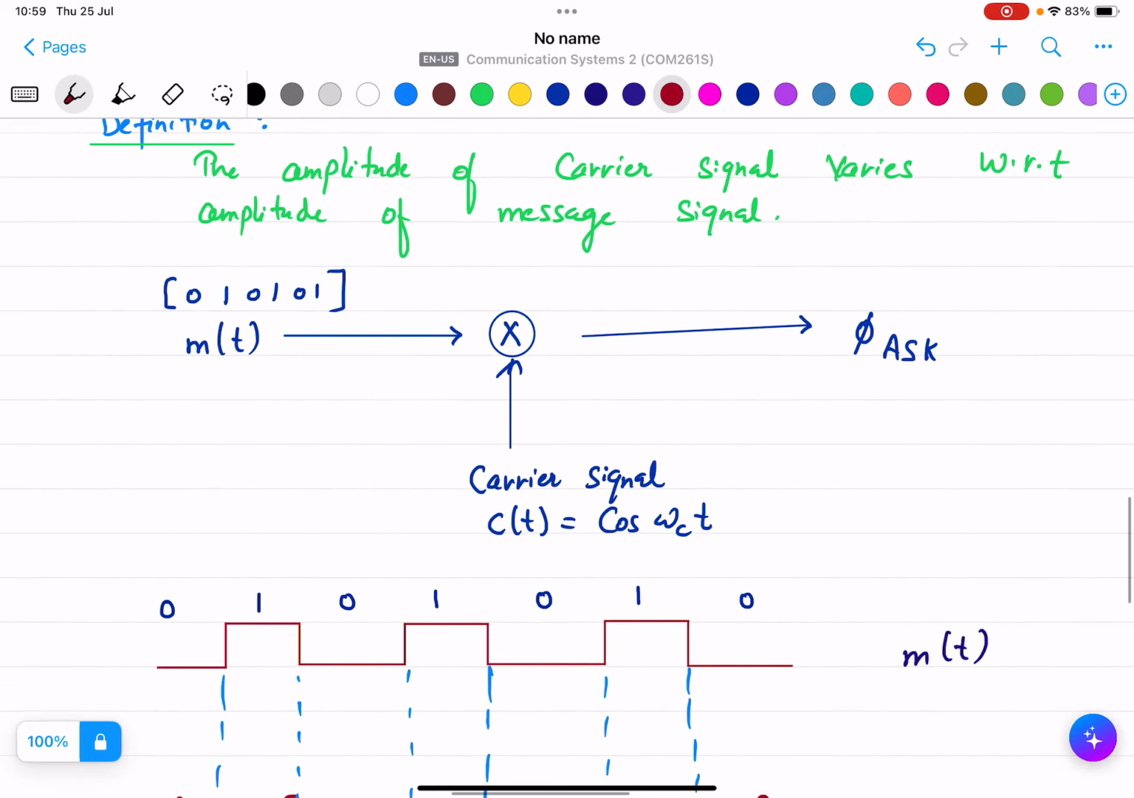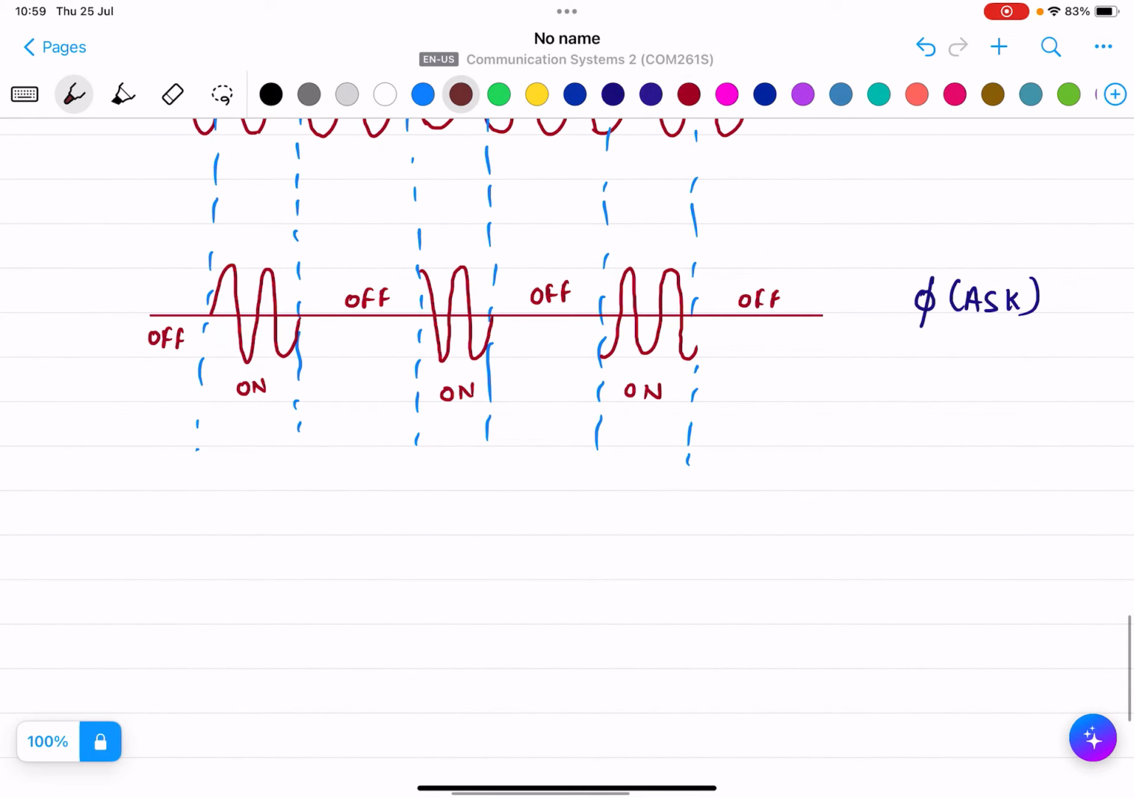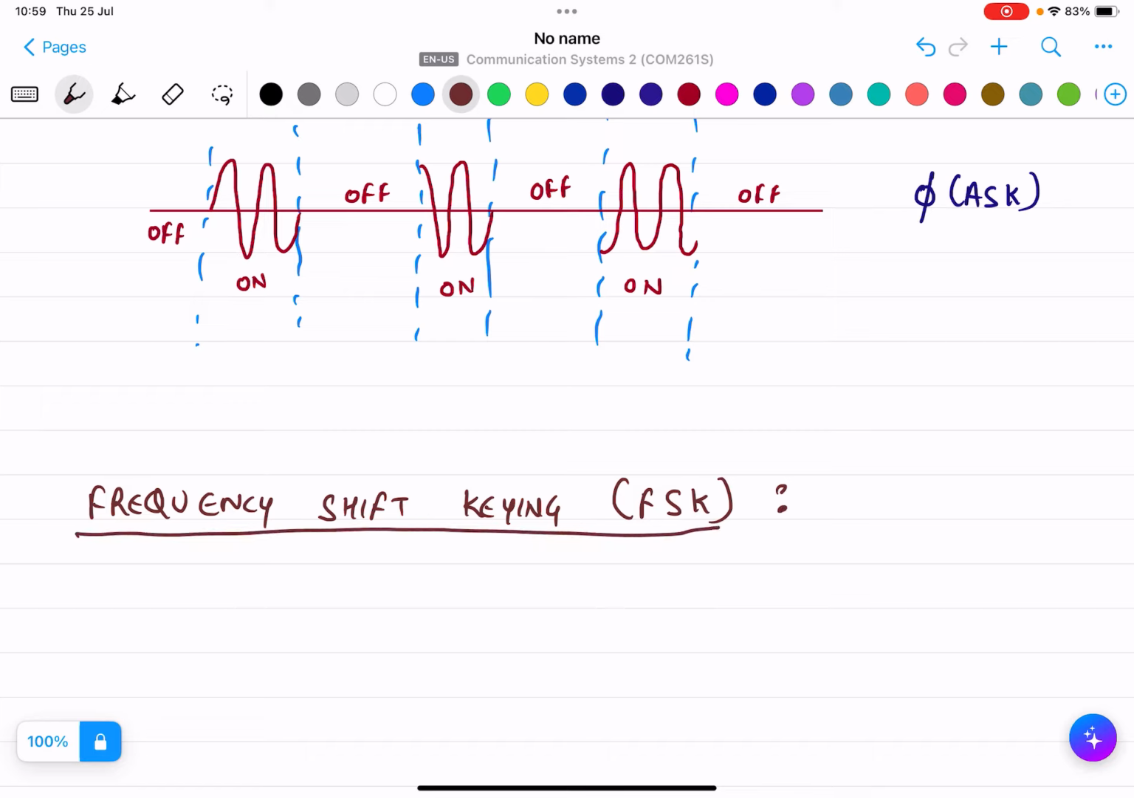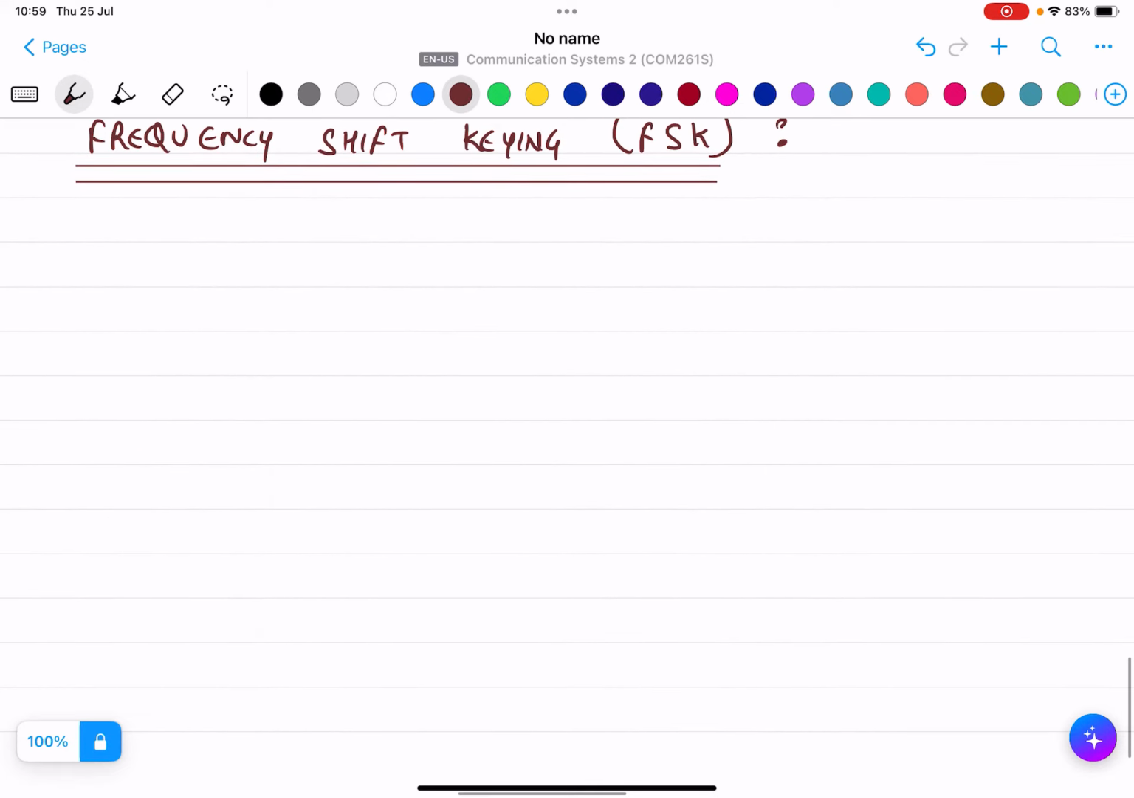Now next one is frequency shift key, or I can write FSK. Okay, next is frequency shift key. So in this one, first of all, again, why is it used? It is used to convert digital data into analog data. Like ASK, it is also used to convert digital data into analog data.